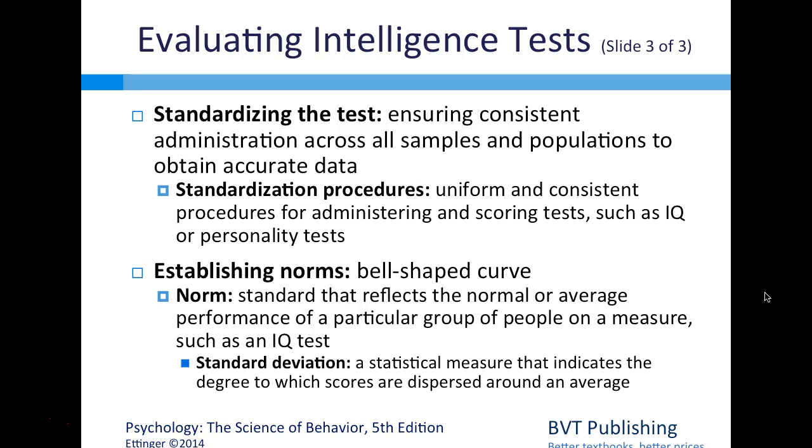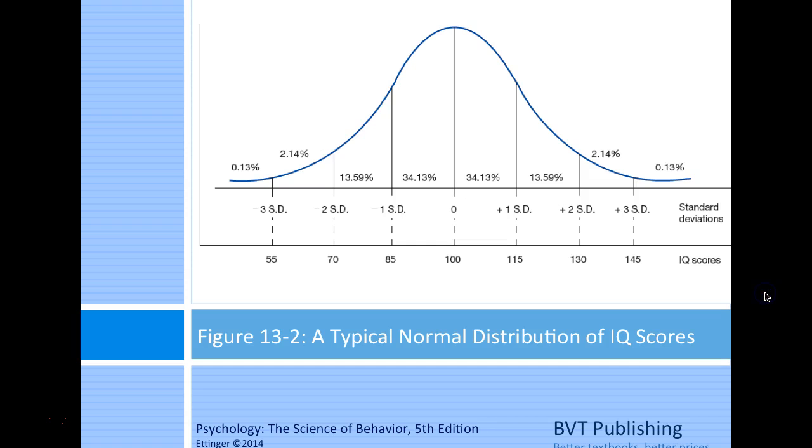So a standard deviation then is a statistical measure that indicates the degree to which scores are dispersed around an average. So here you go. Figure 13.2, it's on page 521 of your textbook. It shows you an example of a typical normal distribution of IQ scores. And here along the bottom you see the standard deviations, okay? So here you have the average, and then both higher and lower, above and below that average.